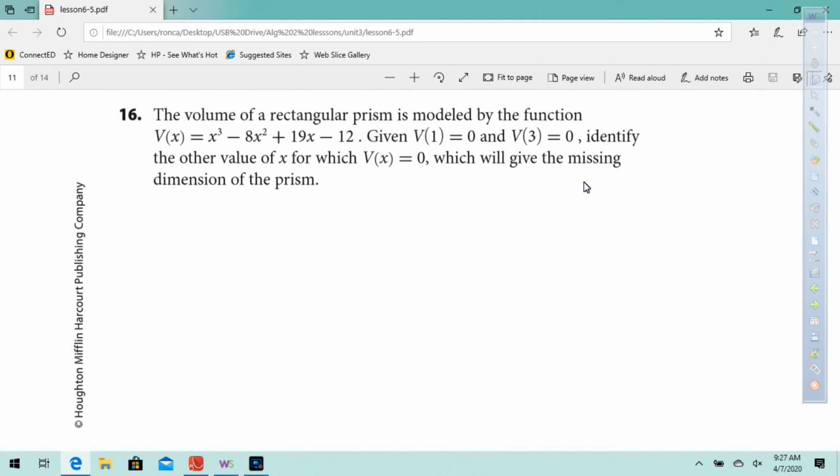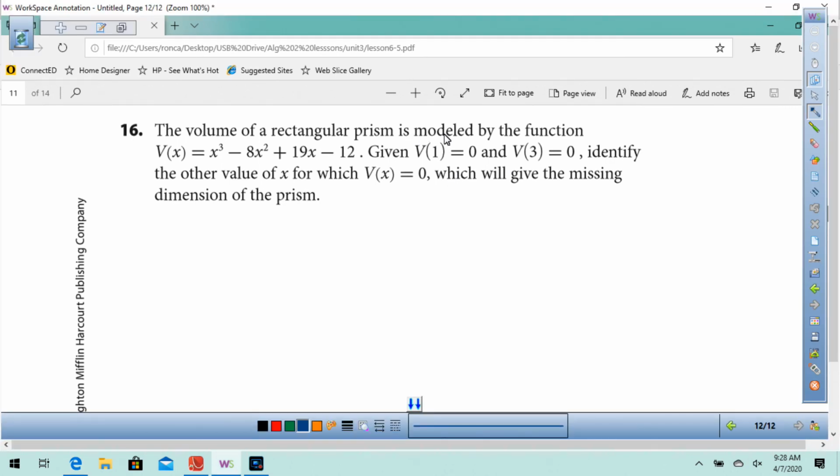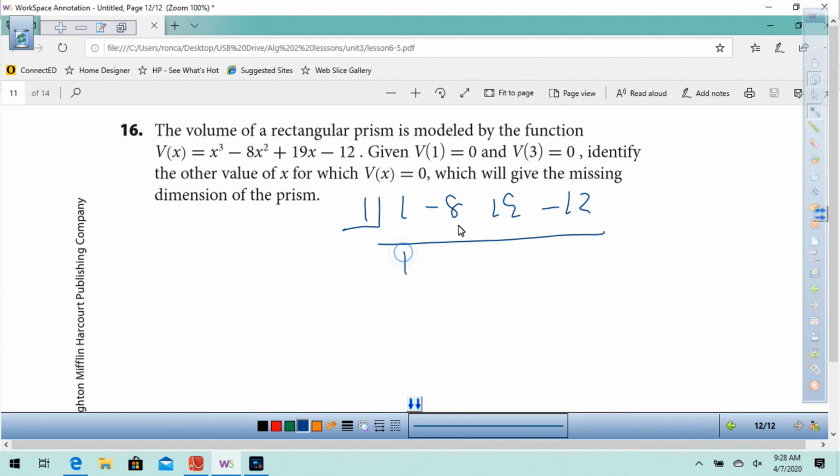Okay, the volume of a rectangular prism is modeled by the function V of x equals x cubed minus 8x squared plus 19x minus 12. Given V of 1 is 0 and V of 3 is 0, identify the other value for which V of x equals 0, which will give the missing dimension of the prism. So it says V of 1 is 0. So let's try that. We got 1, -8, 19, and -12. 1, that's -7, that's 12, 0. Excellent. So we got that one.